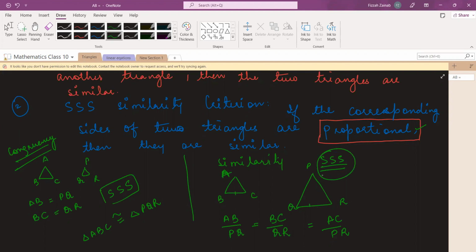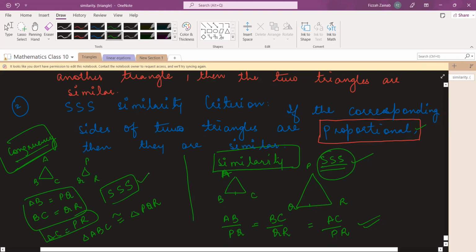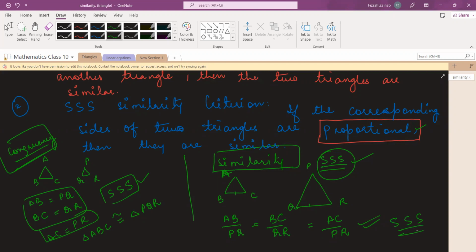Understood? You can note it down in your copy. Just write both, congruency and similarity, so this will make things clear in your mind. In case of congruency, what is the meaning of SSS, and what is the meaning of SSS in case of similarity? Congruency means exactly the sides should be equal: AB equal to PQ, BC equal to QR, and obviously AC equal to PR. All three sides have to be equal, then only it is called SSS criteria. But here, if the sides are proportional, then it is called SSS criteria. Clear? Please note it down.